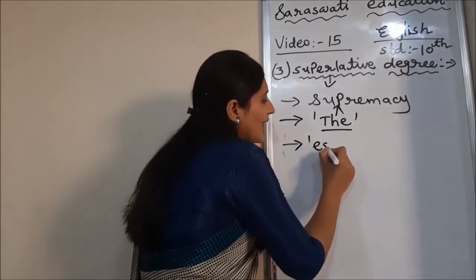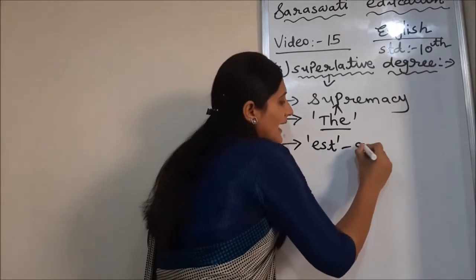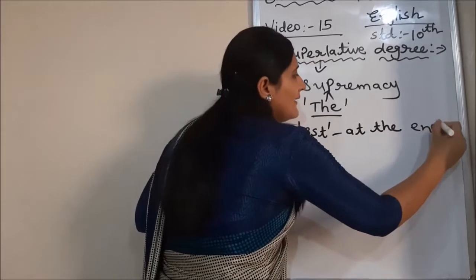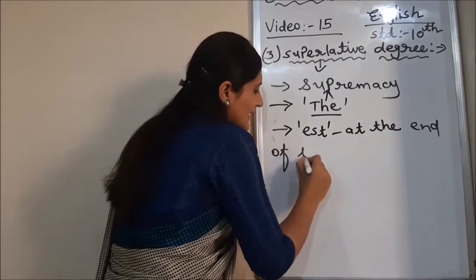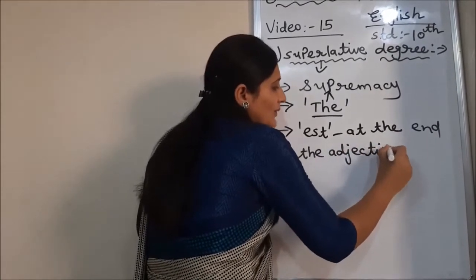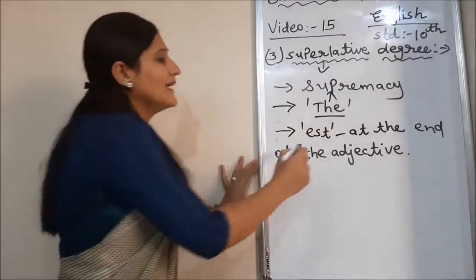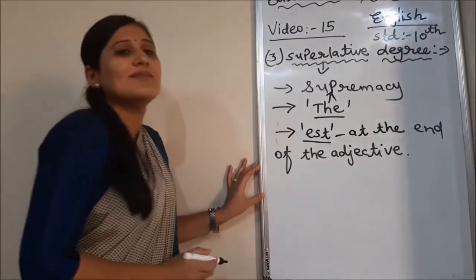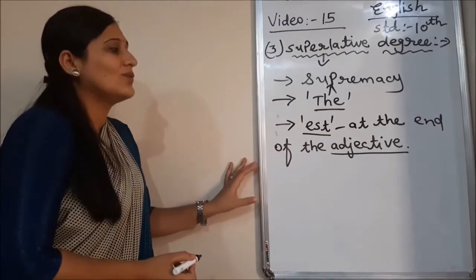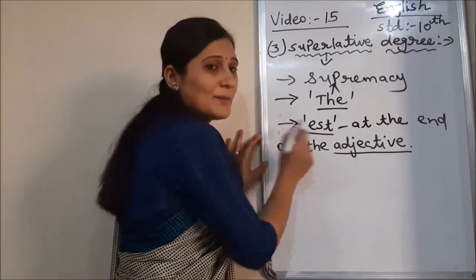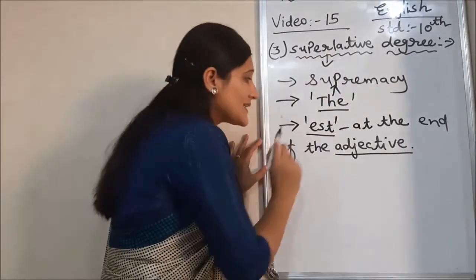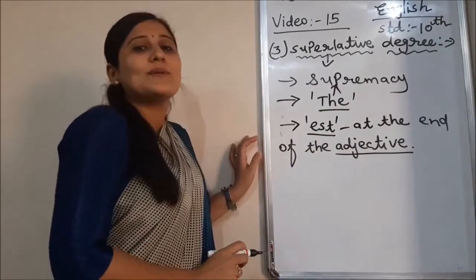We need to add est at the end of the adjective. This thing we have to keep in mind, that est compulsory we need to add at the end of the adjective. Why? Because in comparative we were adding er. In superlative we will add est at the end of the adjective.